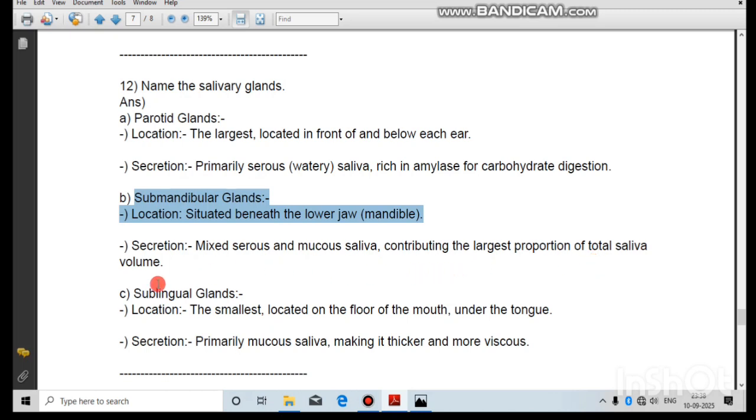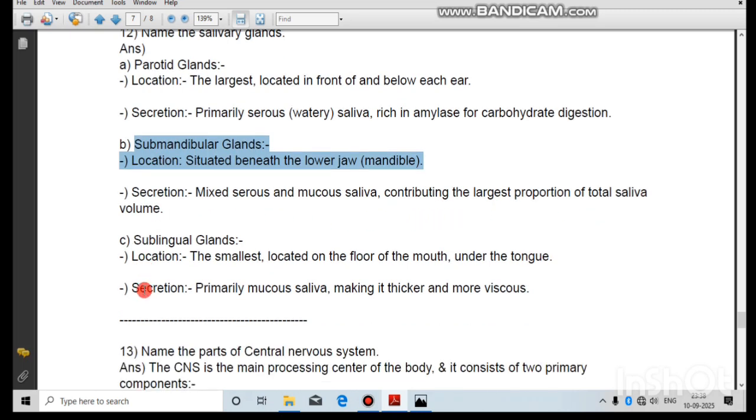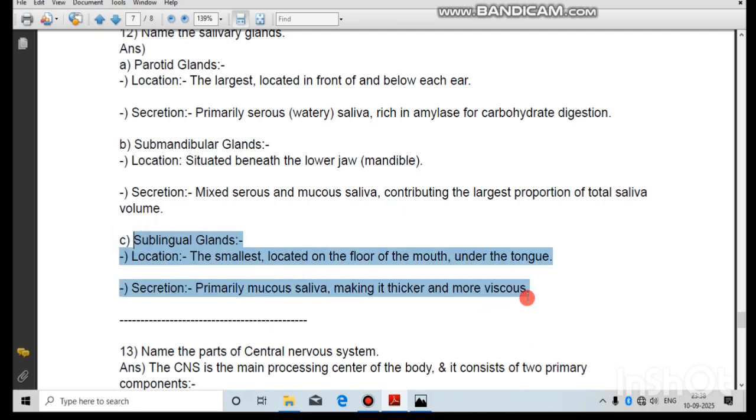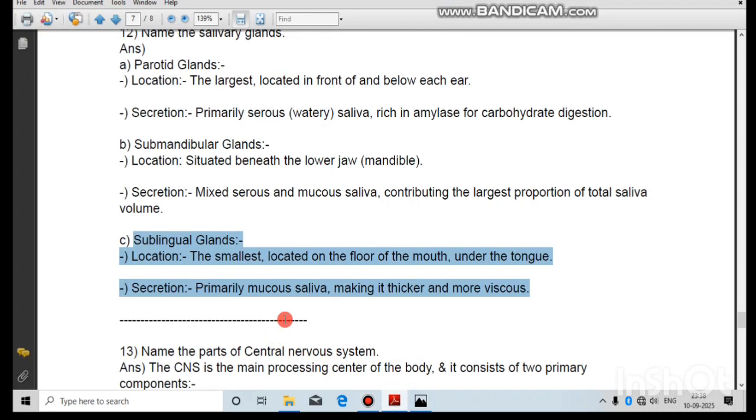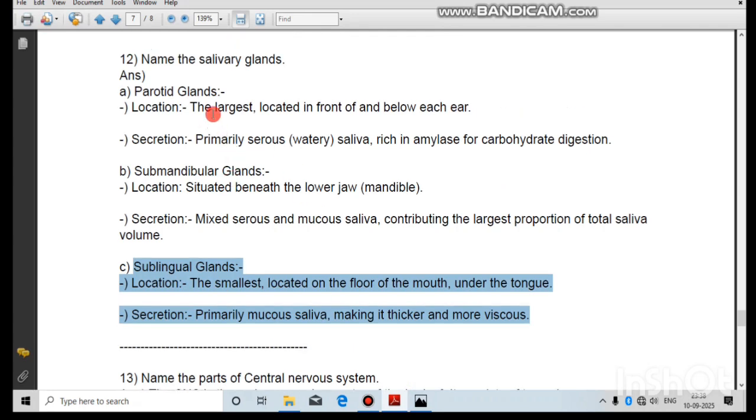your total saliva volume. The last gland here is the sublingual gland, that is situated under the tongue. So again it is also responsible for secreting saliva. So these are the three primary glands of our salivary glands.